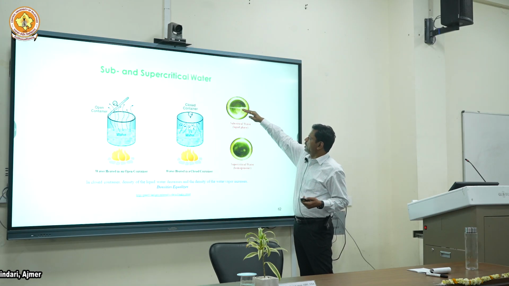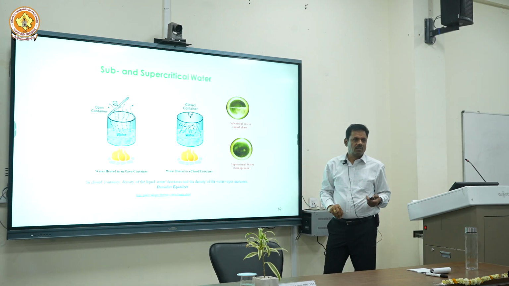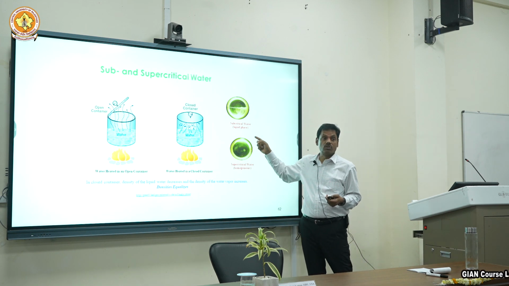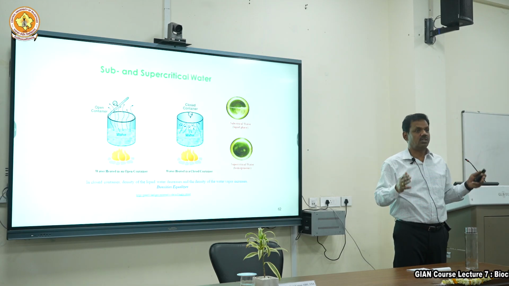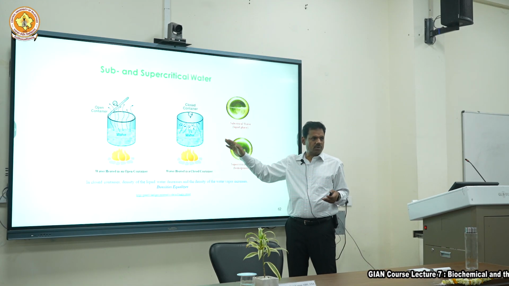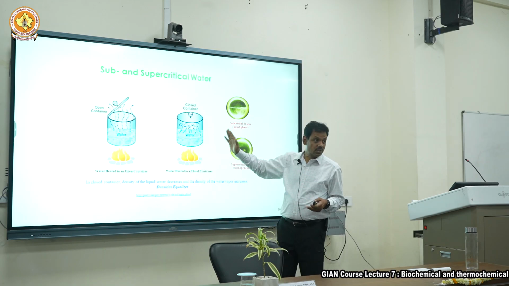So in subcritical water, you will see more of the water phase where you are doing reactions. If you go above 374, now water is a very well mixed homogeneous mixture of vapor and liquid phase. No matter how much pressure you apply, you cannot liquefy it above 374. So these things are wonderful for chemical reactions.